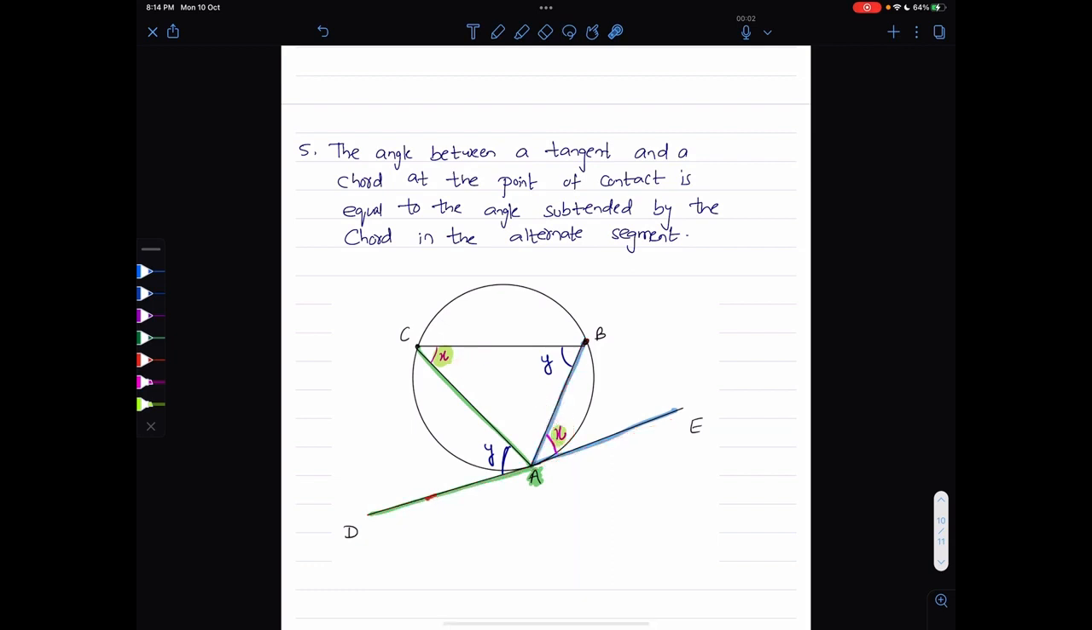Consider this example again. This is your tangent line. AC is your chord. So the angle between the chord and the tangent is y. So this angle is going to be equal to the angle formed by the chord in the alternate segment, that is y. So that's why this angle is y. Okay. Let's take the values. If this is 30 degrees, then this angle should also be 30 degrees. If this is 70 degrees, then this angle should also be 70 degrees. Okay.